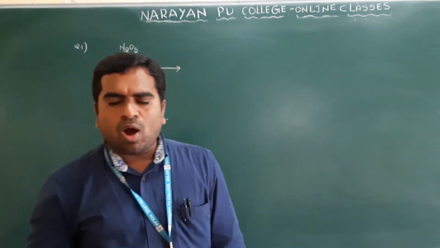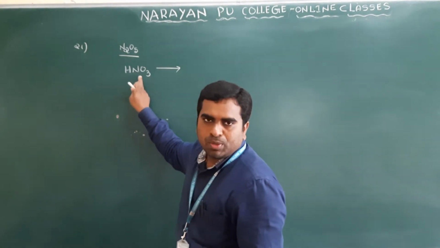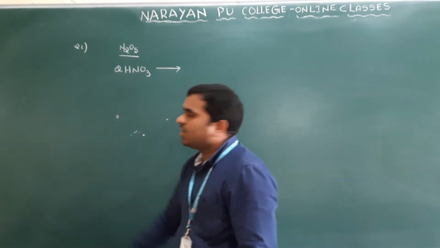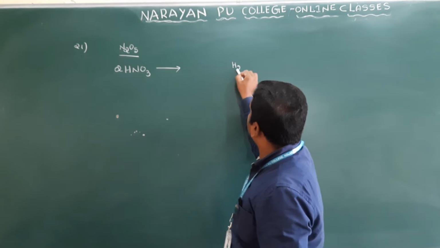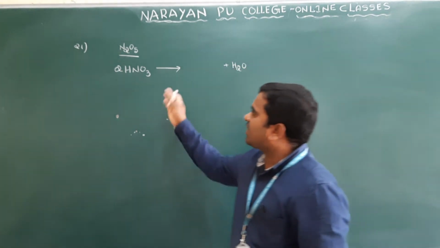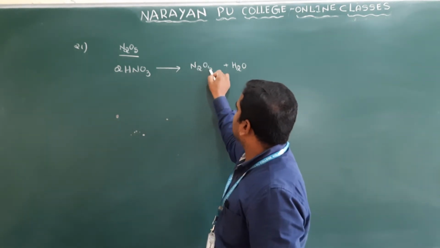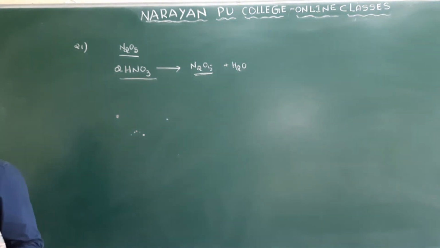How to write the anhydride? I said you have to remove the water molecule from here. To remove the water molecule, how many hydrogens are required? 2 hydrogens, one is there, so multiply this by 2. Then remove the water molecule, H2O. Then what is left? N2O5 will be left. So N2O5 is an anhydride of which one? HNO3. Correct. So next one.